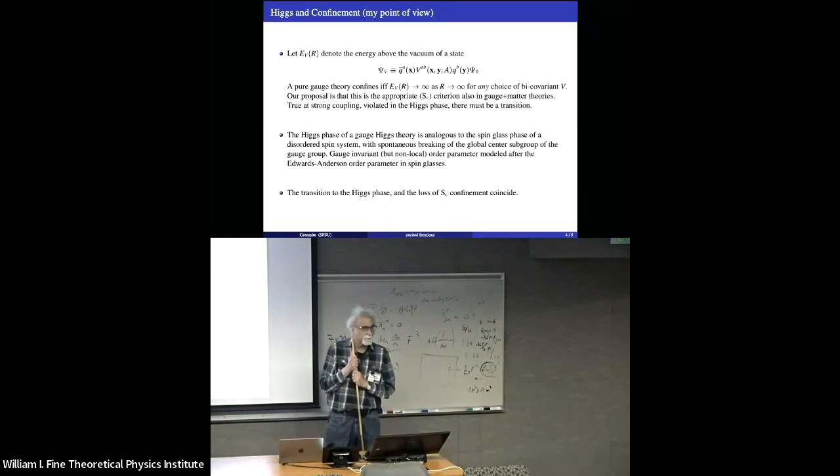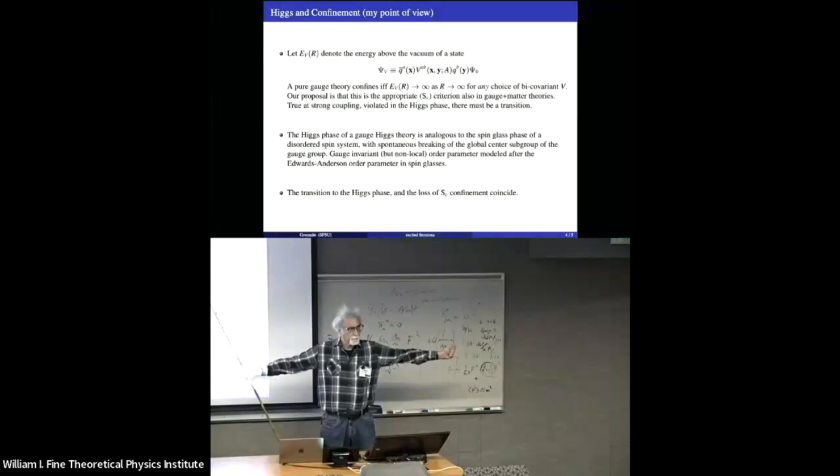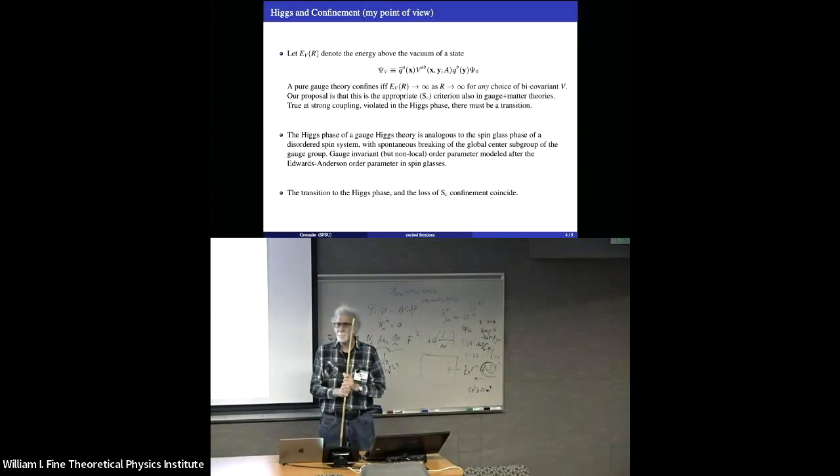And I think the statement that we can make about whether we have confinement or we don't is that this energy must go to infinity as the quark sources are moved apart, no matter what V you choose. Whether it's a Wilson line or something else, doesn't matter. It goes to infinity. If it goes to infinity, and only if it goes to infinity for any V whatsoever, then you can say that we're in a confined phase. So that's one way of stating what confinement is in a pure gauge theory.